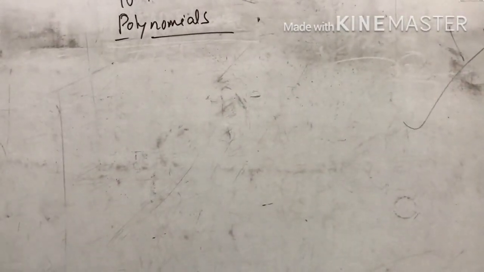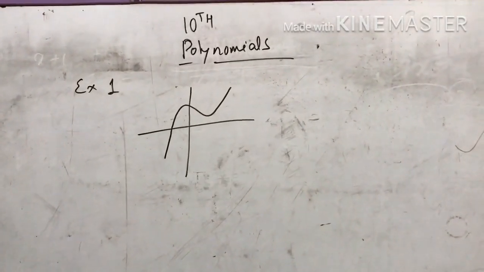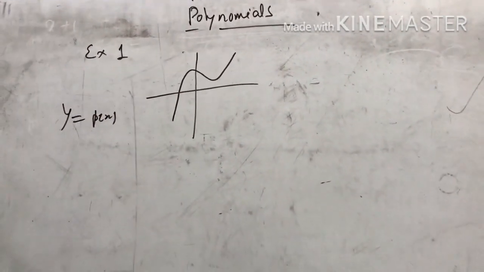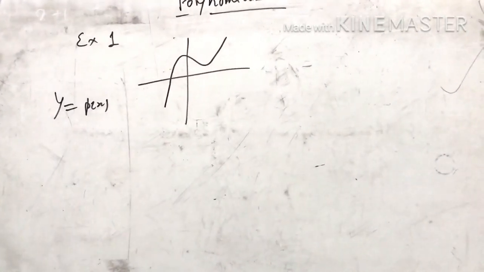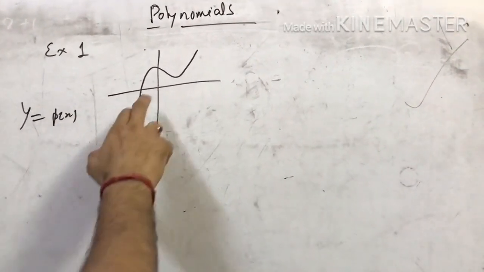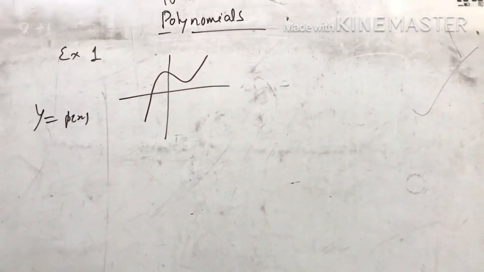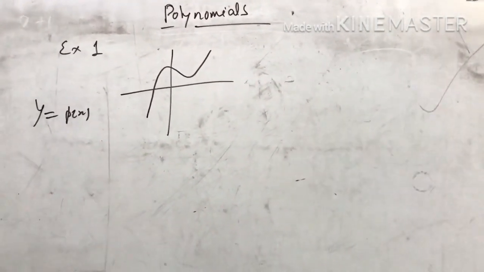In NCERT example number 1 of this polynomial chapter, you have a few diagrams like this. So they want to know, in this graph y is equal to p(x). If it is a polynomial and you are having this graph, find the number of zeros. So can you see where this graph is meeting the x-axis? It is here at one point. So how many zeros will be there? You have to answer it. There is only 1 point, so there will be 1 zero.